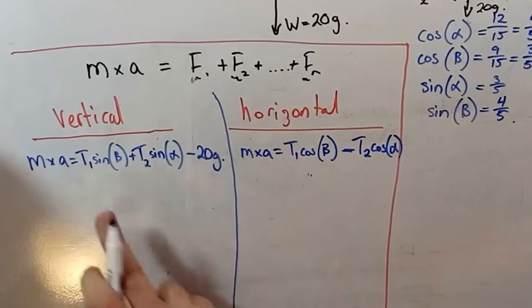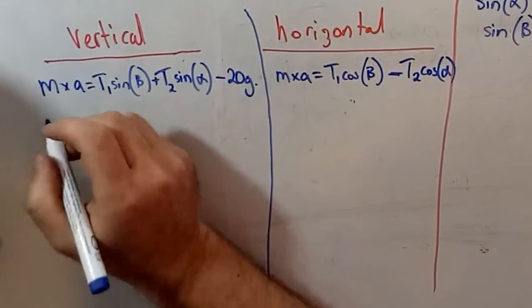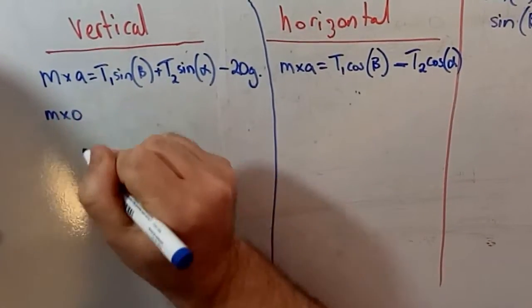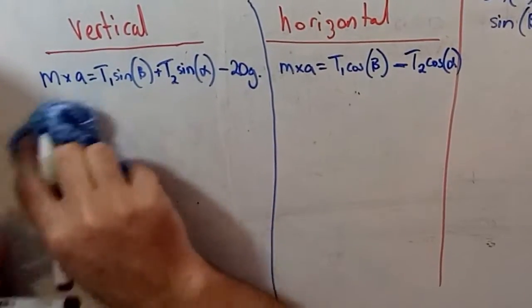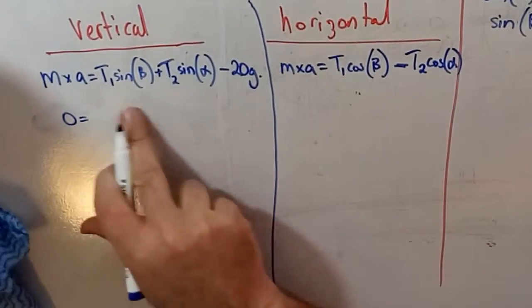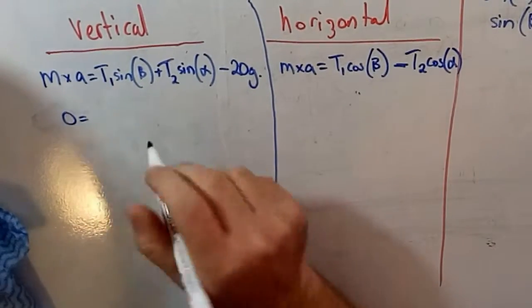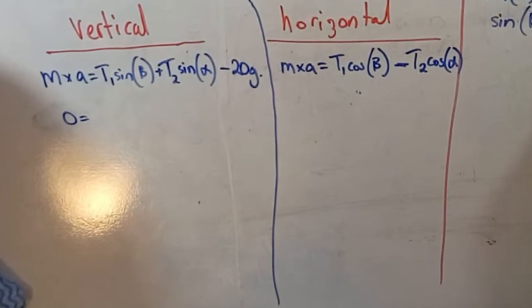Okay, now let's tidy these up a little bit. That's basically the hardest bit, and the rest is just easy because a is 0. So I've got m times 0 equals all this. So this is just going to be 0. I could rewrite it out again, but I know what these sine alphas and sine betas are. We worked them out.